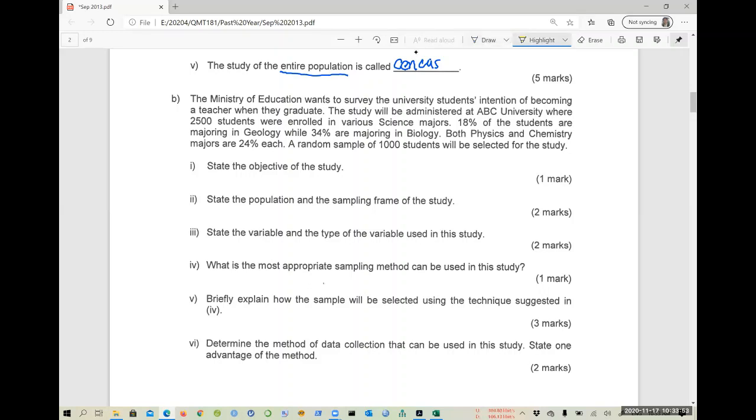Okay, so let me just highlight some of the important information from this statement. Okay, the first thing that I want to highlight is the survey. So the survey is about what? So in this case, the survey is about students' intention.